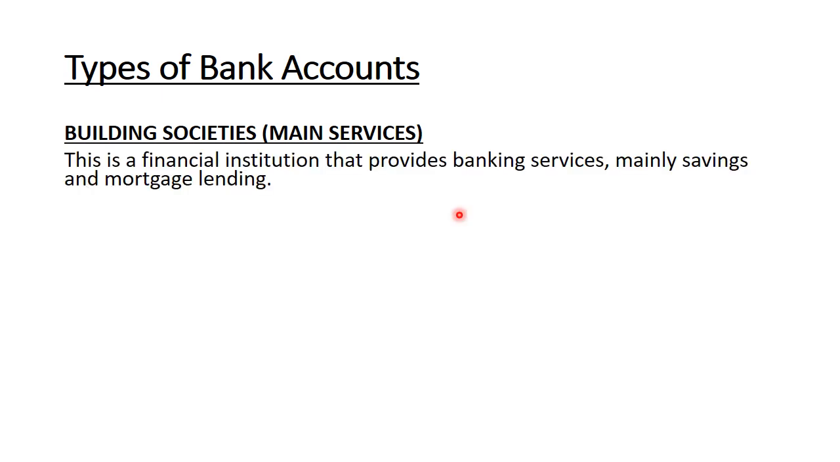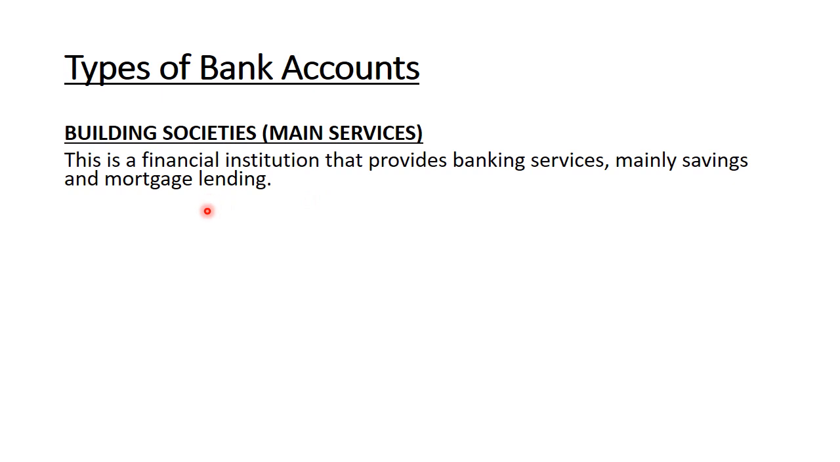So a building society is a financial institution that provides banking services, mainly savings and mortgage lending. Okay, so it's a financial institution and it provides banking services. The main types of banking services they provide are savings and mortgage lending.